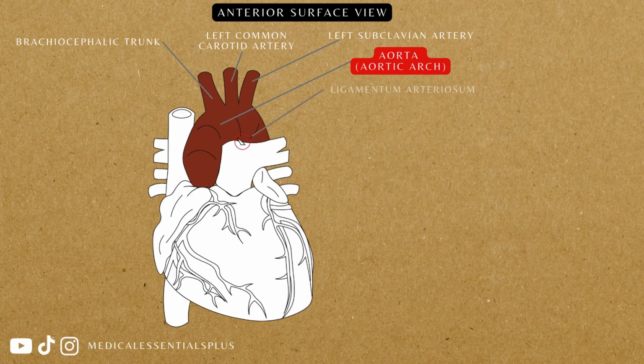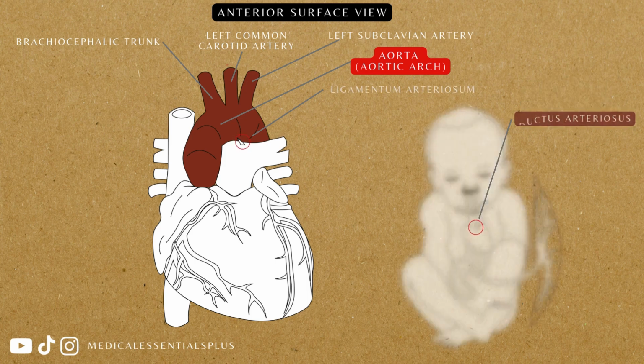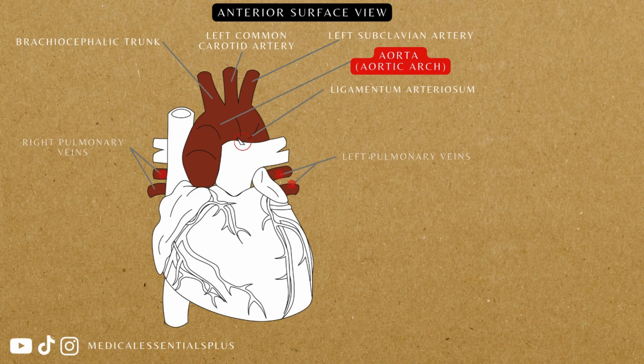The ligamentum arteriosum. This structure is a fibrous tissue that's a remnant of the ductus arteriosus, a blood vessel in the fetus that connects the pulmonary artery and the aorta. The ductus arteriosus closes at birth, giving rise to the ligamentum arteriosum seen here. The persistence of the ductus arteriosus is suggestive of a congenital heart disease.